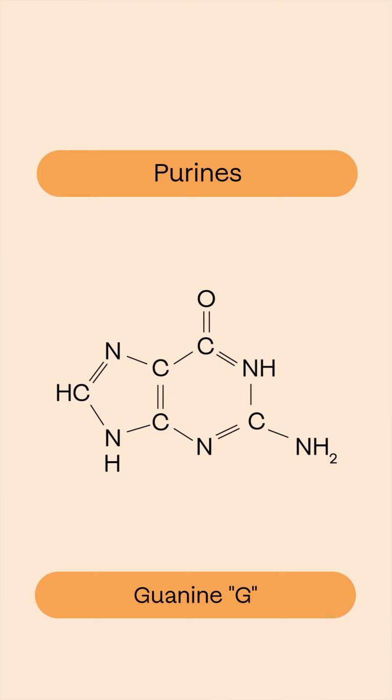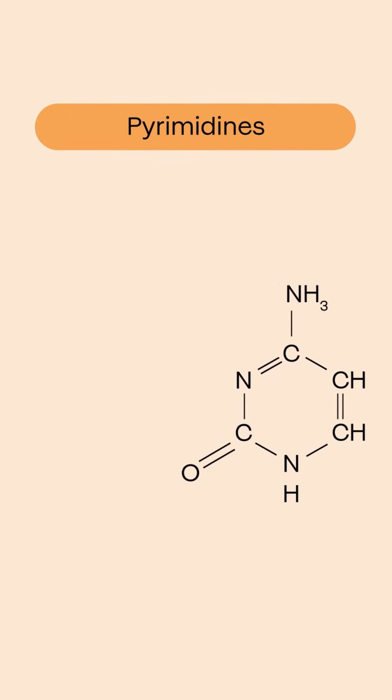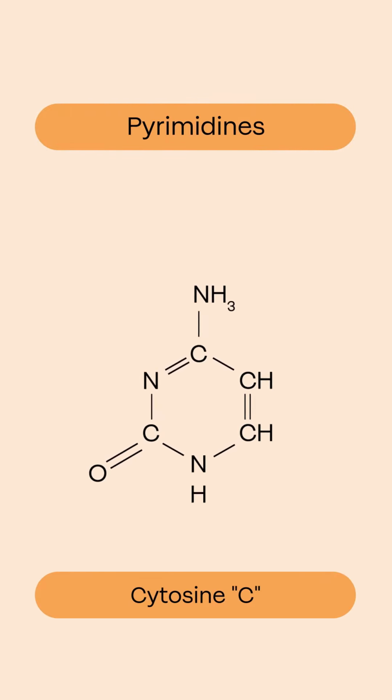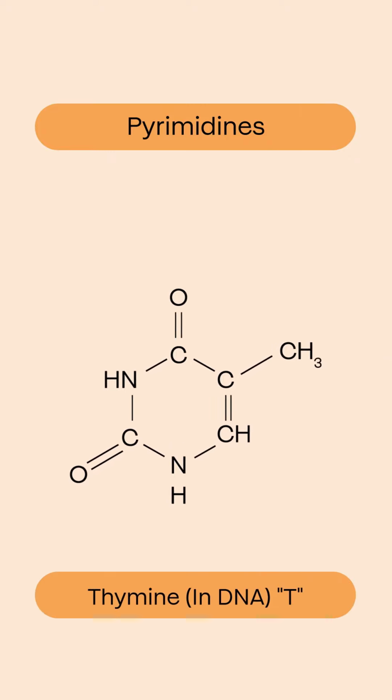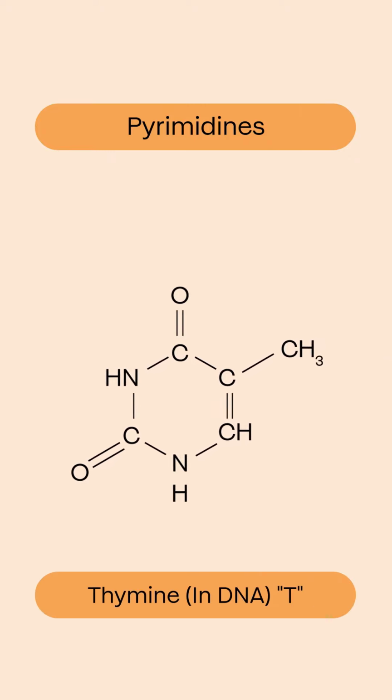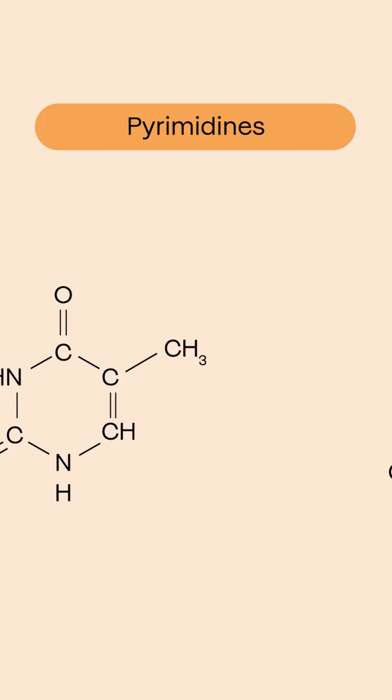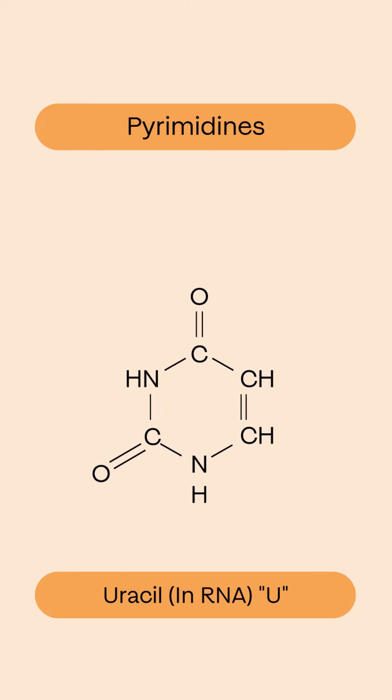The other category of bases are known as pyrimidines, like cytosine and thymine. Just like adenine and guanine, these can be called by their abbreviations of C and T. In the case of RNA, thymine is replaced by another pyrimidine known as uracil, which is represented by, you guessed it, the letter U. Unlike purines, pyrimidines are composed of a single 6-ring structure. In DNA, the pentose sugar is deoxyribose, and in RNA, it's ribose sugar.